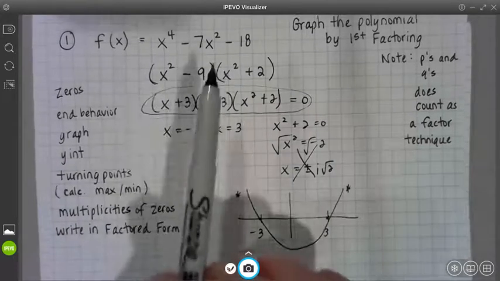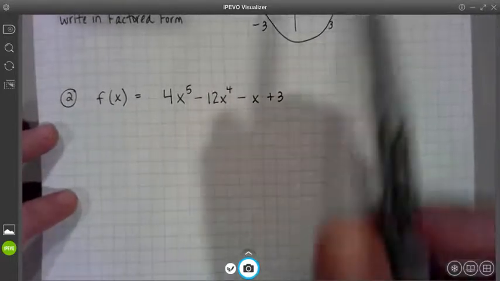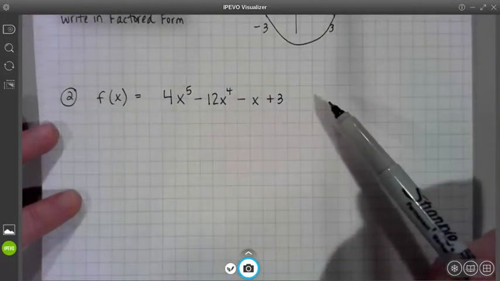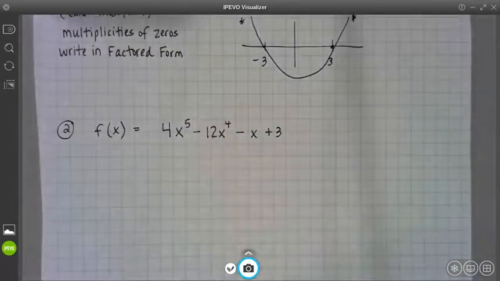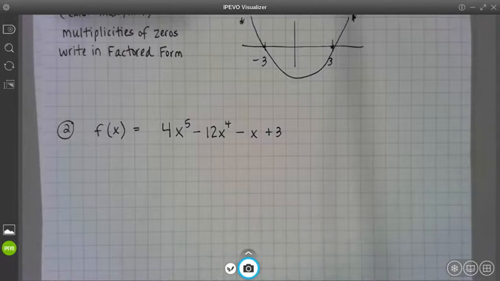All right, so don't forget factoring techniques. All right, look at this one. Right? Same type of problem. They're going to ask you to graph the polynomial by first factoring, right? So you're going to look, oh, it's a degree 5. Maybe it doesn't factor. If you viewed the example, I'm pretty sure they walk you through your P's and Q's.